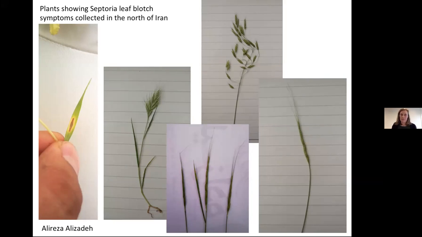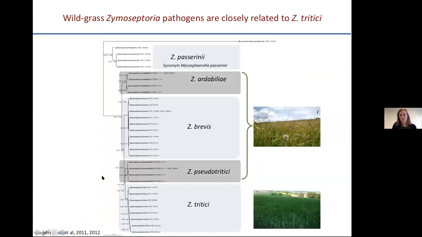But so we use this diversity of Septoria species to study the evolutionary history of the pathogens and their population genetics. And we have over the years described new species of Septoria, Septoria aetheliae, Septoria brevis, and Septoria pseudotritici that infect different wild grasses. And this is an awful phylogenetic tree because the branch lengths are so short here, so it looks very messy.